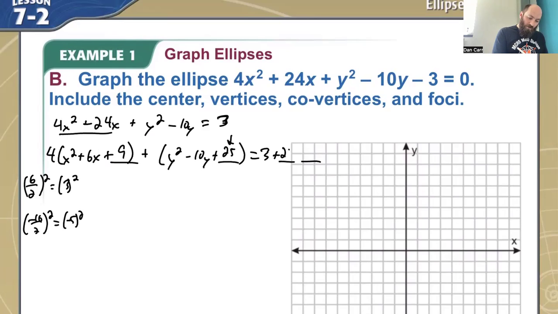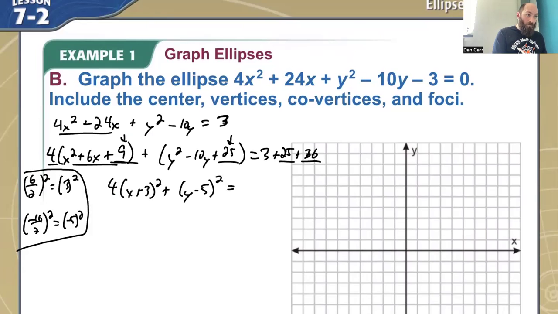25 is easy, it's just that one right there. But this one is 4 times 9, so I'm going to add 36 over on this side to balance that out. Now the whole reason for completing the square is to factor this. So I'm going to have 4 times (x plus 3) squared plus (y minus 5) squared is equal to 64.